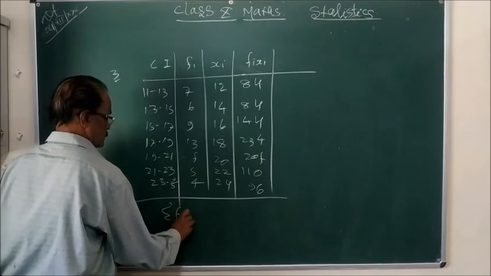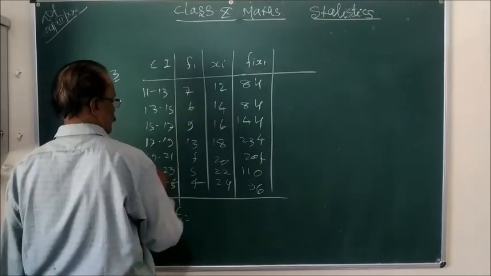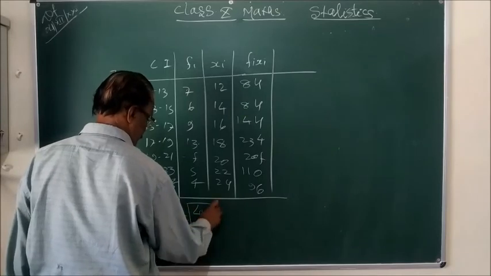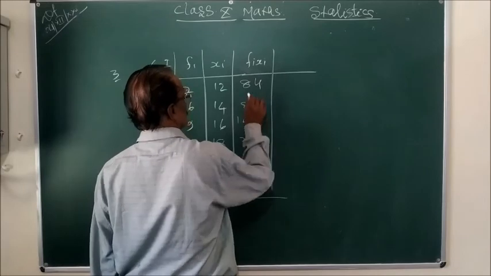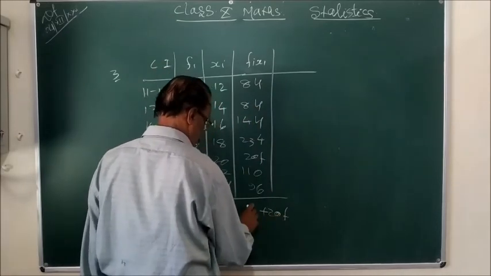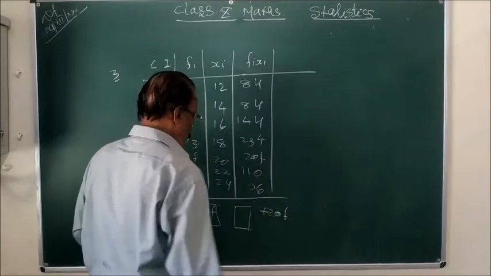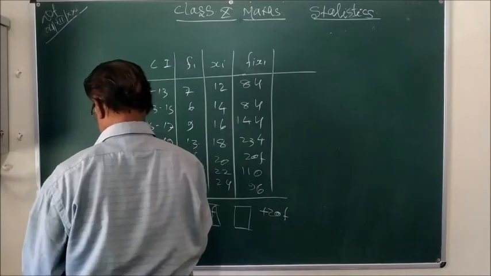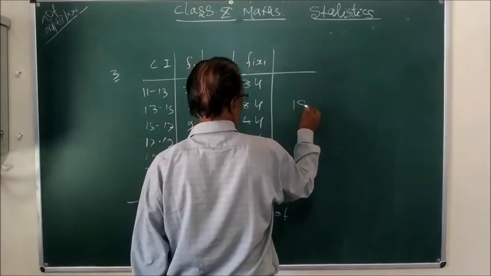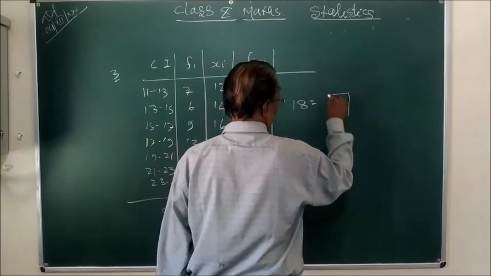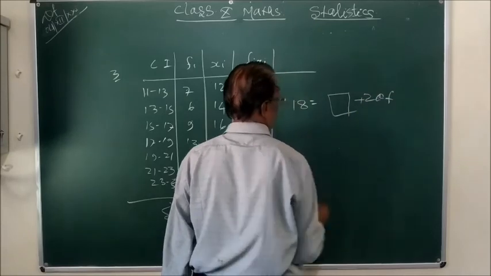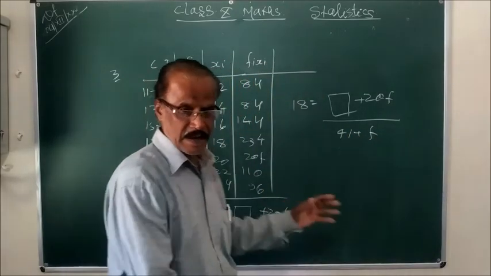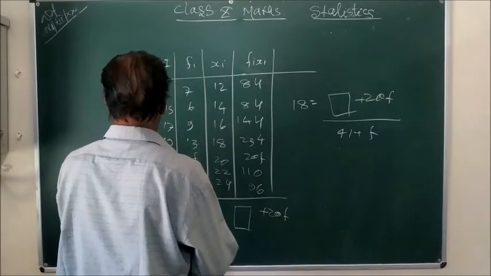You find the sum of frequencies. 7, 6, 13, and 9, 22, and 13, 35, 37, 41. So 41 plus f. And this will be the sum of all these f_i x_i values plus 20f. Mean is given here. Mean is given, 18. So you will use that formula. 18 is equal to the summation of these f_i x_i, divided by 41 plus f. And you simplify by cross multiplying, you will get the answer. So this is the method to find the missing frequency.